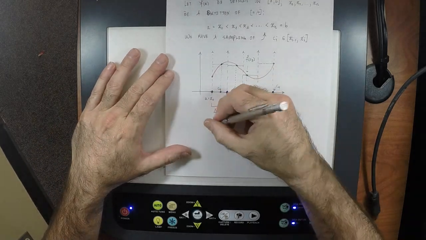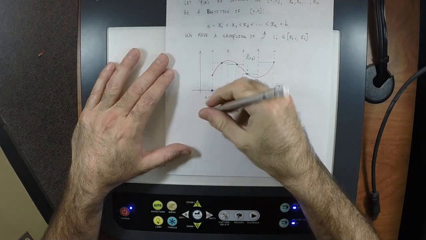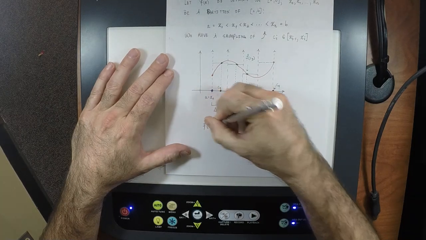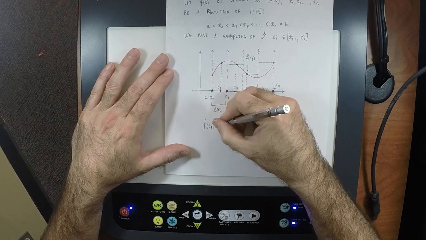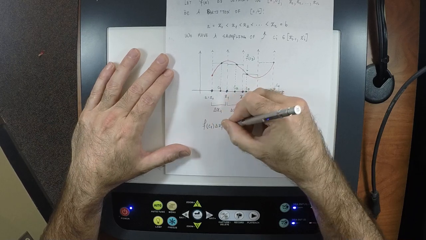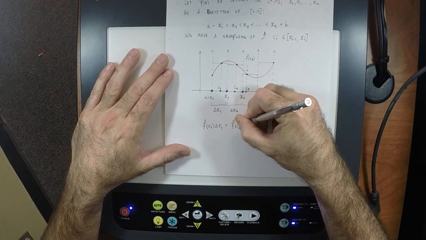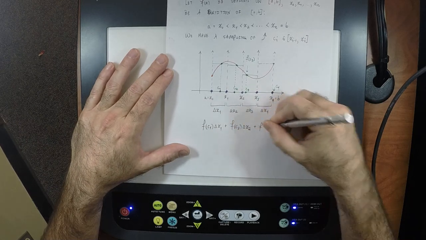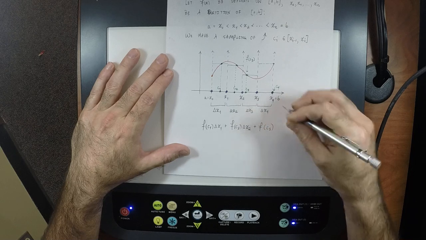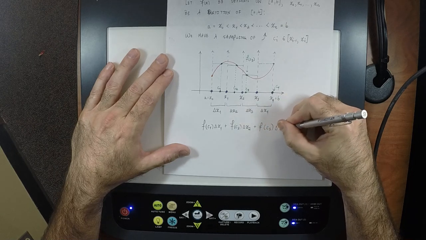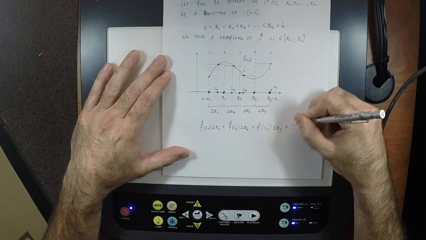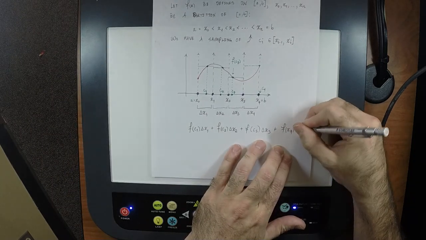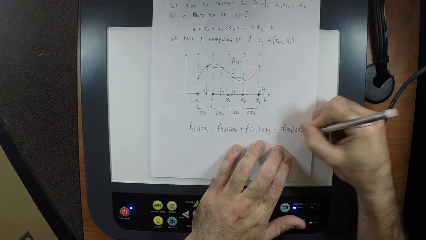So what we're saying is that an approximation for this is f at c1 delta x1 plus f at c2 delta x2 plus f at c3 delta x3 plus f at c4 delta x4.